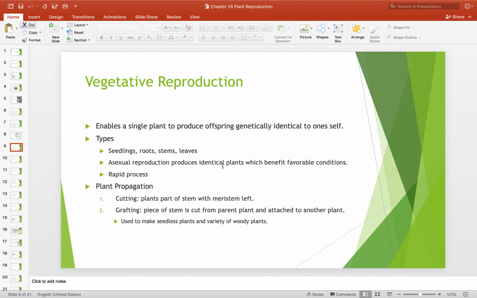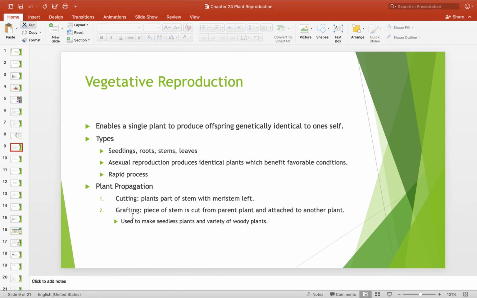Asexual reproduction produces identical plants, but it needs favorable conditions. Because of the favorable conditions, it's going to be more rapid than normal sexual reproduction. It doesn't require a mate, and you don't get the seed. You get growth from what are meristems. So plant propagation has two ways of doing it: cutting, where you cut off a part of the stem with the meristem left. Remember, this is the area of rapid growth, so you plant this part of the plant with this left, and you're going to get growth.